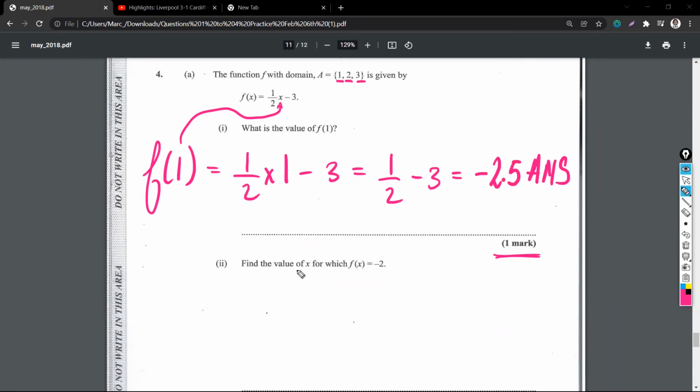This one now says find the value of x for which f of x is equal to minus 2. Guys, this is not bad at all. Let me show you how to do this one. All you need to do is say a half x minus 3 is equal to minus 2, and you need to solve for x. You need to find x.